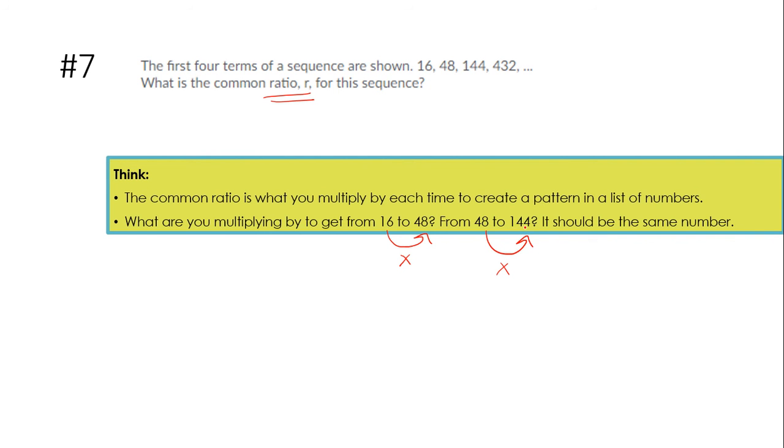Another way to do the common ratio, take your second term, so this is like A1, A2, A3, A4, take that second term, divide it by the first term. That tells me what my common ratio should be.